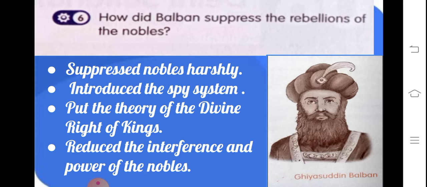Now, the sixth question is, how did Balban suppress the rebellions of the nobles? Balban checked the rebellions of the nobles by suppressing them harshly. He also introduced the spy system to keep a check on the activities of the nobles. Their lives were closely watched and therefore controlled by the Sultan. He also put forward the theory of the divine right of kings, which helped reduce the interference and power of the nobles.